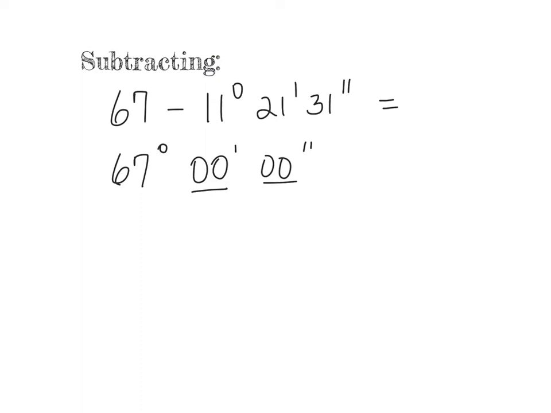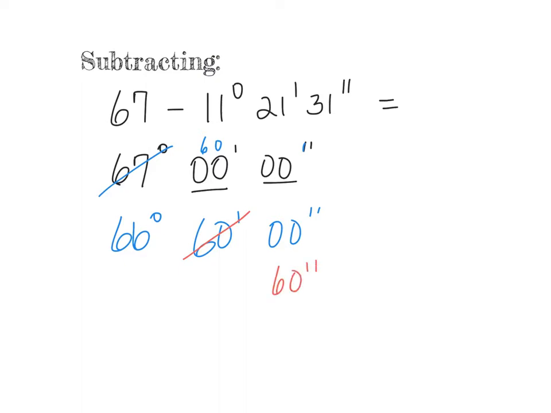Okay, so we'll start off by borrowing from our 67, making it 66 degrees, and we'll have 60 minutes. And then we still have 0 seconds. Then we're going to borrow from our minutes to give us our seconds. So we'll take off one of the minutes, make it 59 minutes, and give us 60 seconds, and we still have 66 degrees. 66 degrees, 59 minutes, and 60 seconds is the same thing as 67 degrees.